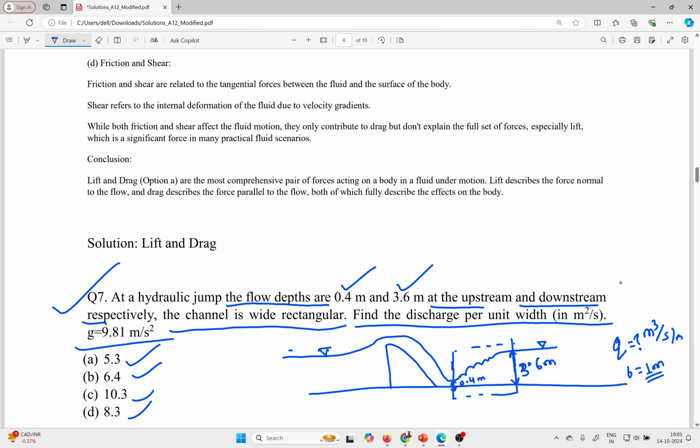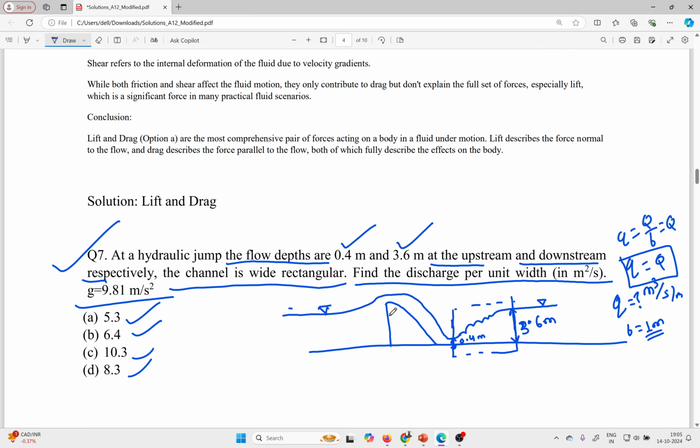So if b is 1 meter, your small q is equal to capital Q by b, so it will again need Q. In this question your capital Q is equal to small q because b is 1. So remember these two things. Now here specifically, we have two equations: one is for specific energy, another is specific force.